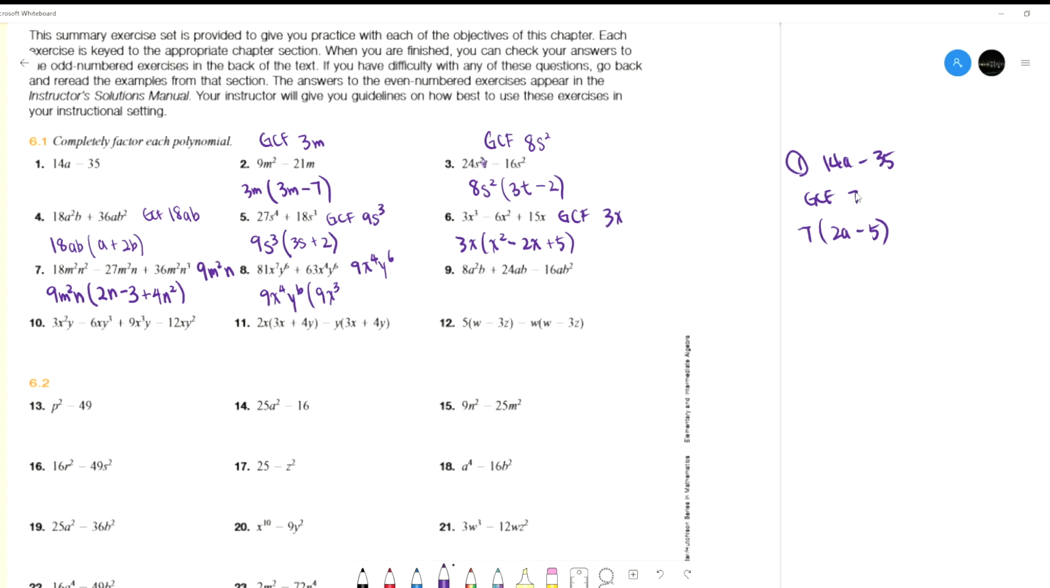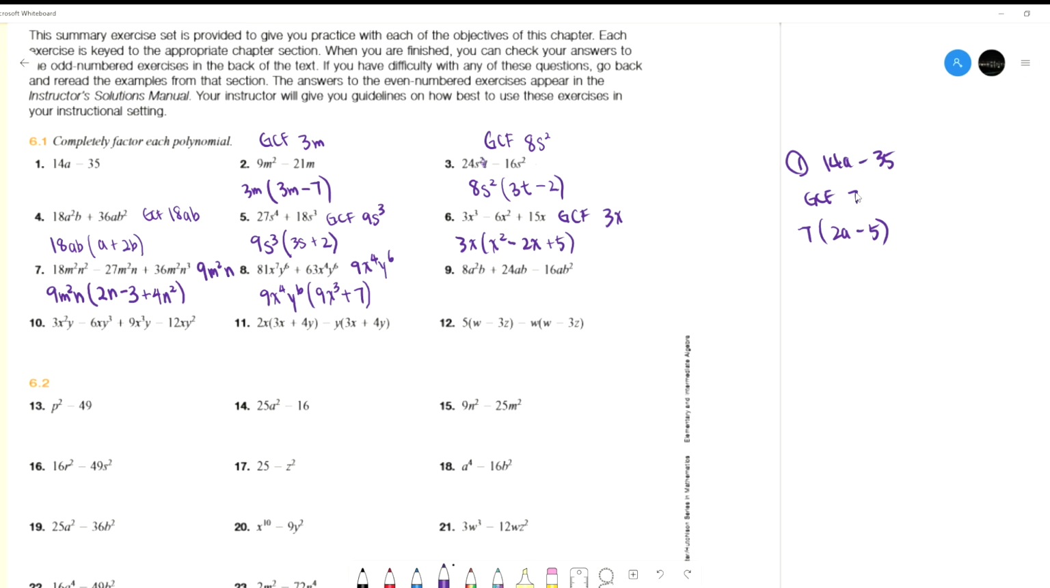And then the y to the 6th cancel out. Second term, 63 divided by 9 is 7. X to the 4th cancels out, y to the 6th cancels out. So that's all we're left with, right? So you see how they're becoming more challenging, but as long as you look for the greatest common factor, you will always get the correct answer. So just start off with the numbers first and then the variables.